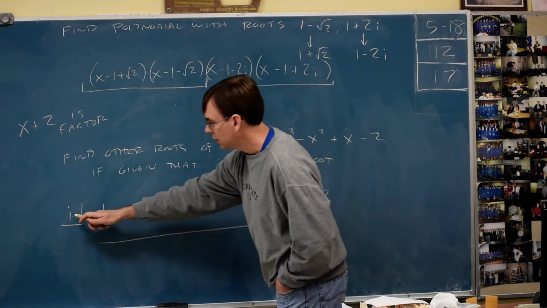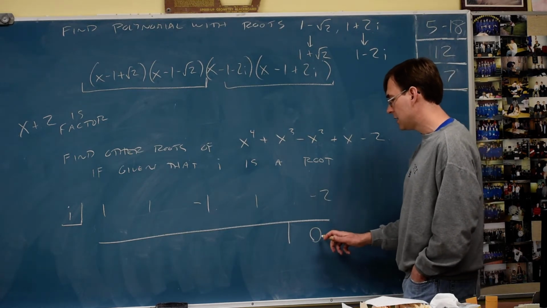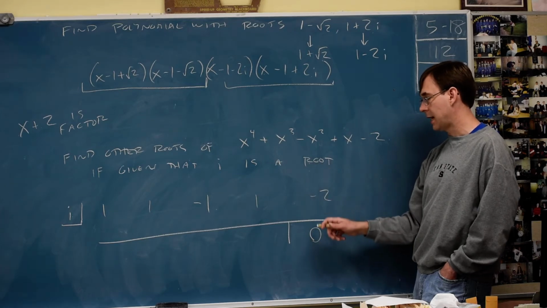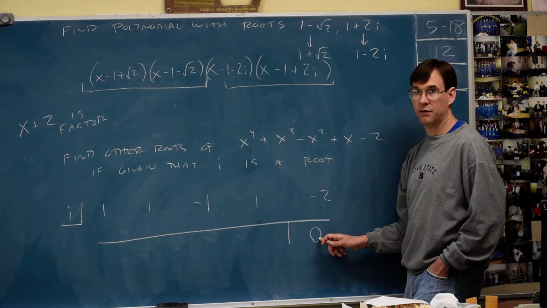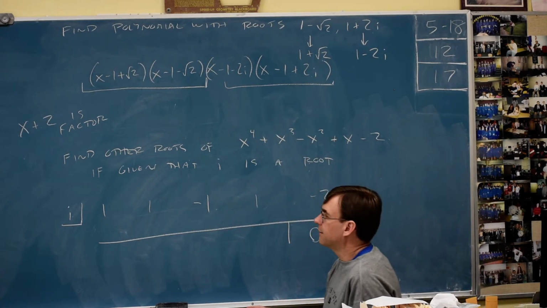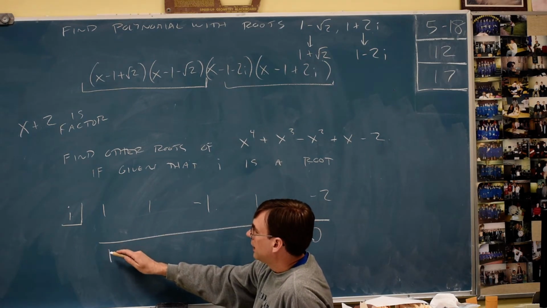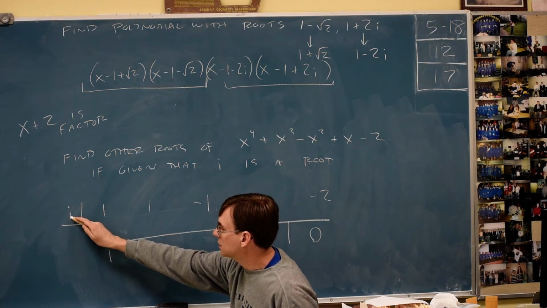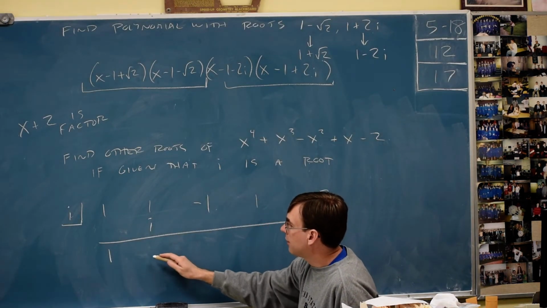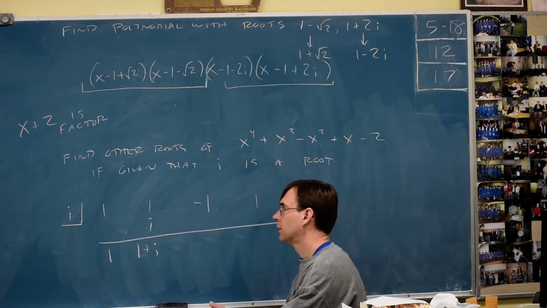So i is a root, i goes in the box, we're going to synthetic divide. I guarantee you 0 is the answer here. If they're telling you it is a root, you can trust them. You should get 0 here. If you don't, you messed something up. So here's synthetic dividing again. You drop the number from the first position. Anything from the bottom row multiplies by this. 1 times i is i. Add those together. 1 plus i is the best you can do.